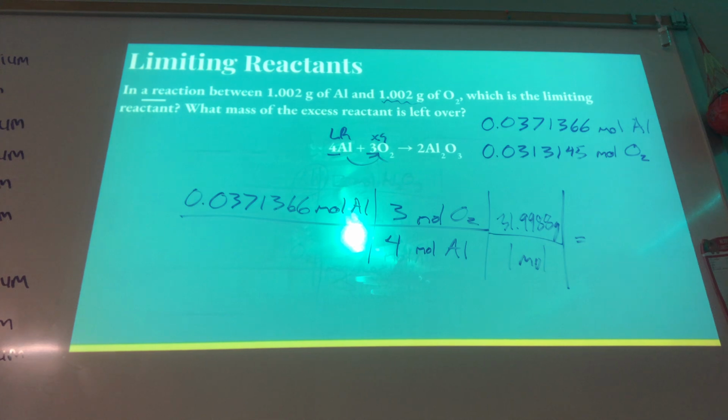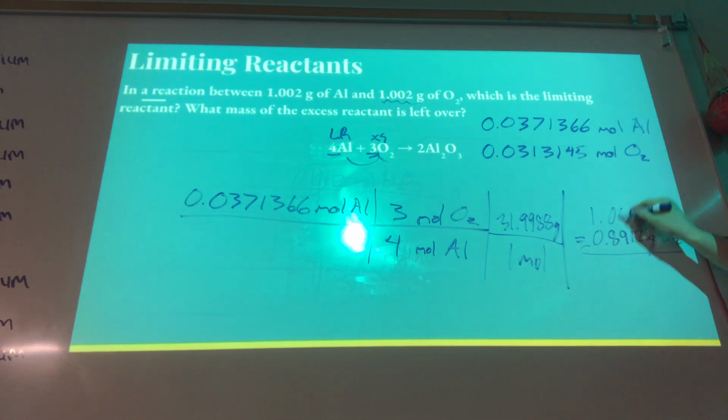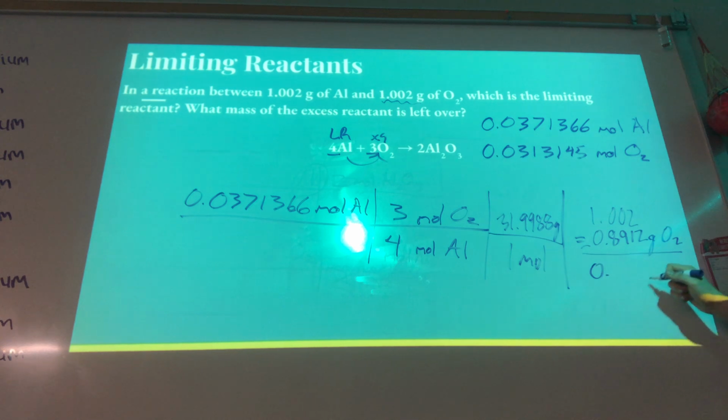I multiplied that by 31.9988. 0.8992. And I'm going to subtract that from 1. 2 minus 0.8992 is 0.11076.